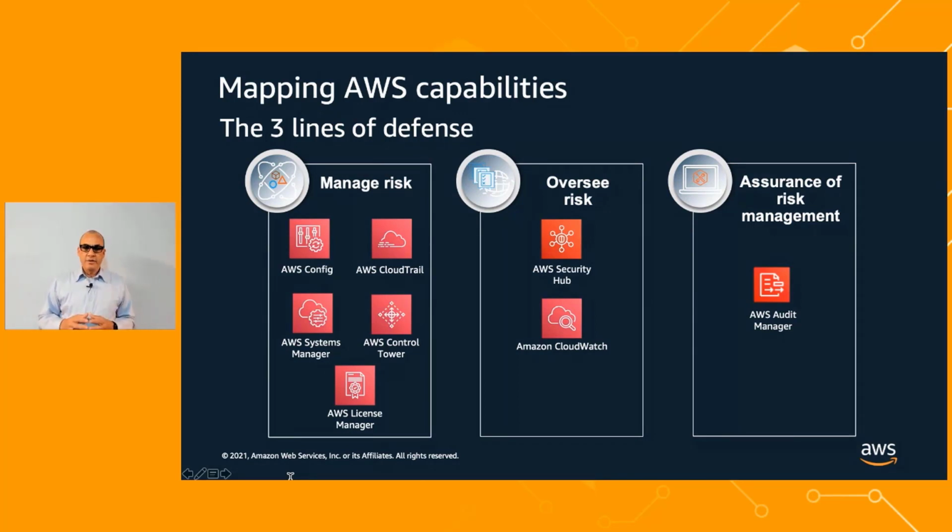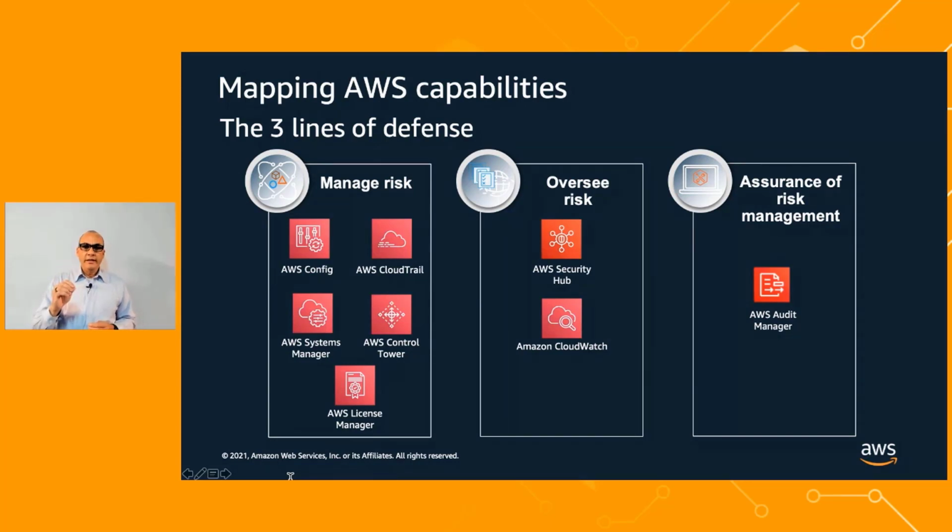The first line of managed risk is where you define controls that specifically address risks in your environments. This is where services like AWS Config come in, CloudTrail, Systems Manager, even Control Tower and License Manager can fit in here.